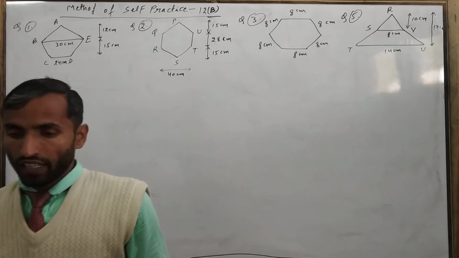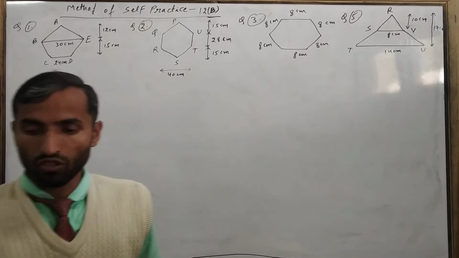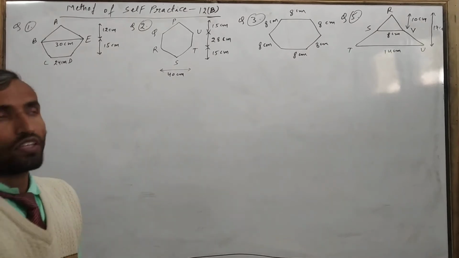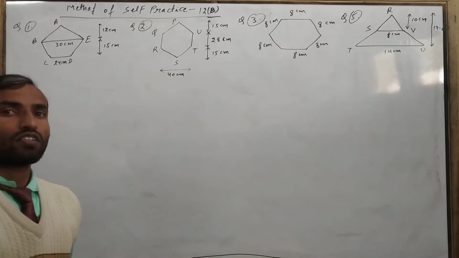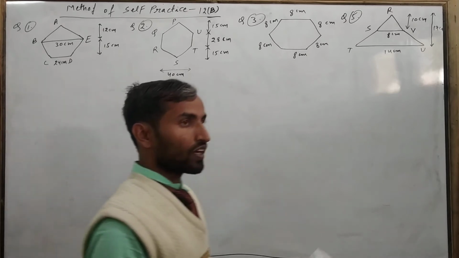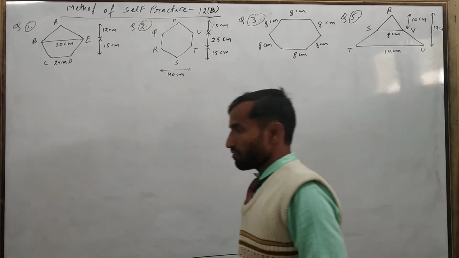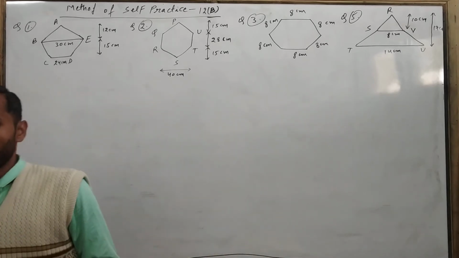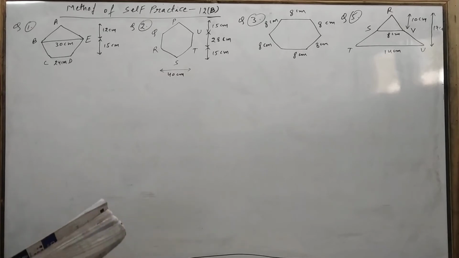Now we have to go for our next self practice, that is 12b. In this also we have to use the same types of formula only. Here different figures are given. Some mixed figures are given, triangle and trapezium like that, and hexagon, pentagon. We have to find the area of these types of figures. So again here we will use this same formula, area of trapezium. Sometimes we will use area of triangle and rectangle also.